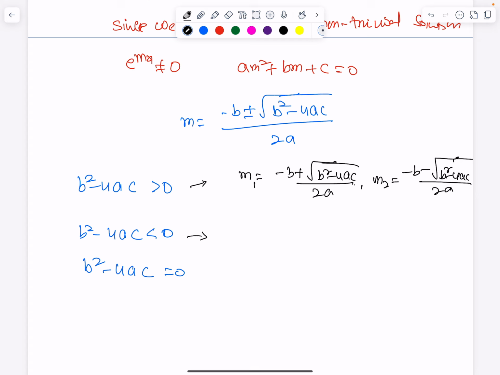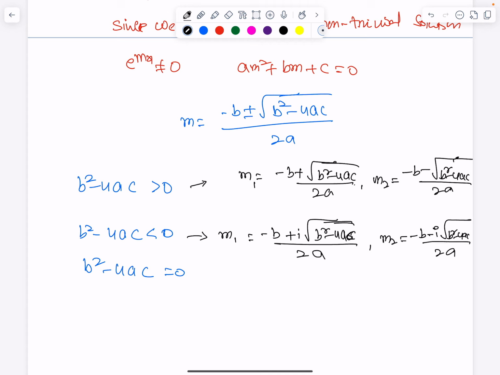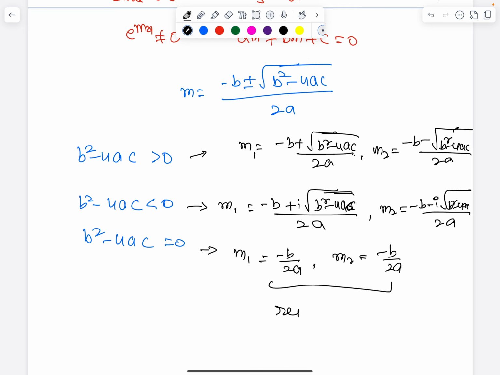And if this is less than 0, you are getting a complex root. Whenever b square minus 4ac is less than 0, you are getting complex roots. Therefore, m1 is minus b plus i square root of b square minus 4ac divided by 2a, and m2 is equal to minus b minus i square root of b square minus 4ac divided by 2a. And whenever this is 0, your m1 is equal to minus b by 2a, m2 is also minus b by 2a. We call these repeated roots.